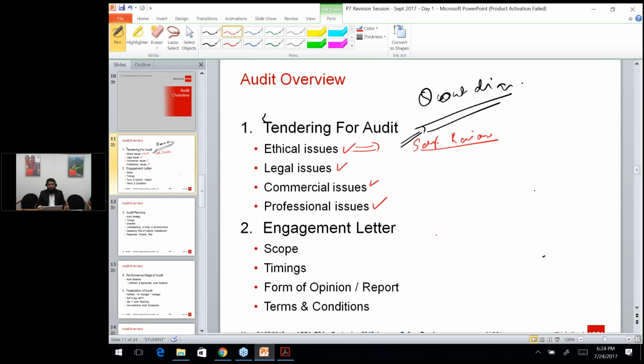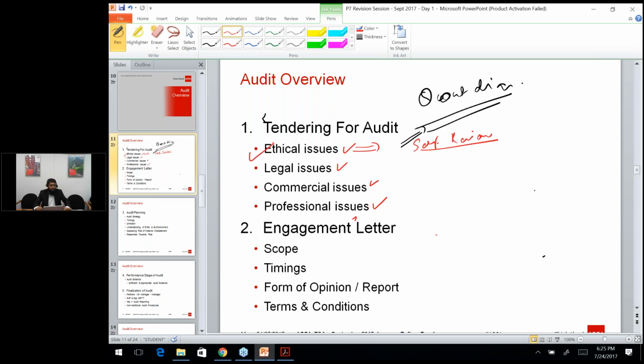So if the company has approached you for the audit, you can't actually go and perform the audit, because this would lead to a self-review threat, unless you are able to avoid this self-review threat by applying the appropriate safeguards. Whenever you are approached to perform an audit, you first need to see whether we should bid or tender for the audit or not. And in order to see that, the first thing is ethical issues. Are there any ethical issues in us going forward?